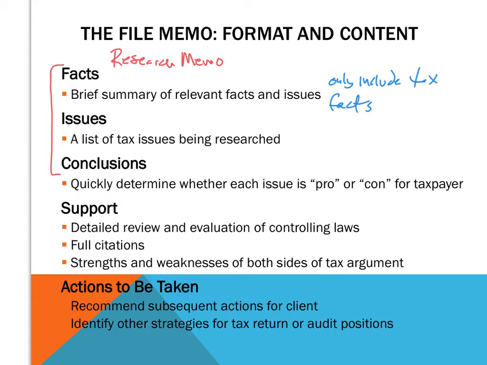Issues, all right? This is the next section. It's a list of tax issues being researched, okay? And so these are going to be numbered. Lots of times a research memo will contain more than one issue. So I'm going to move to the side here, okay? And we're going to talk about issues. All right? So the issues section, they're going to be numbered, all right? And each of these issues is going to be written as a single sentence, ideally, formatted as a question that could be answered yes or no.